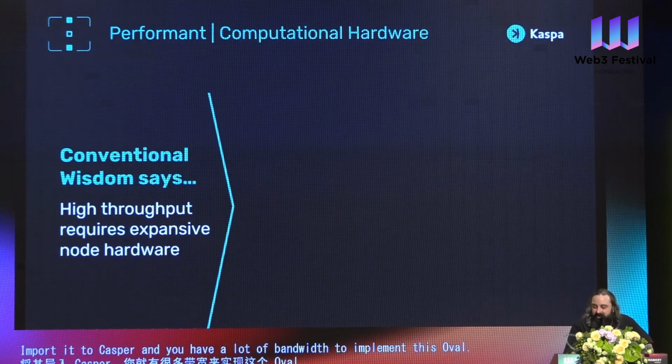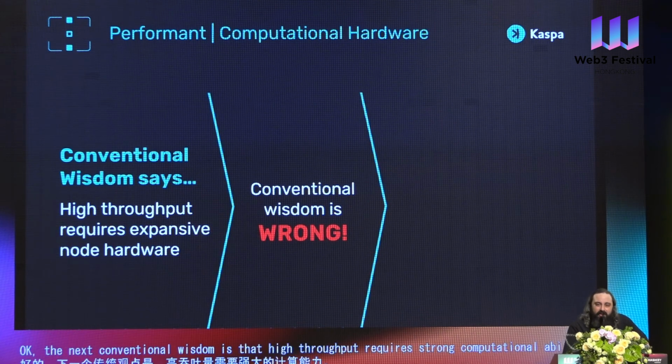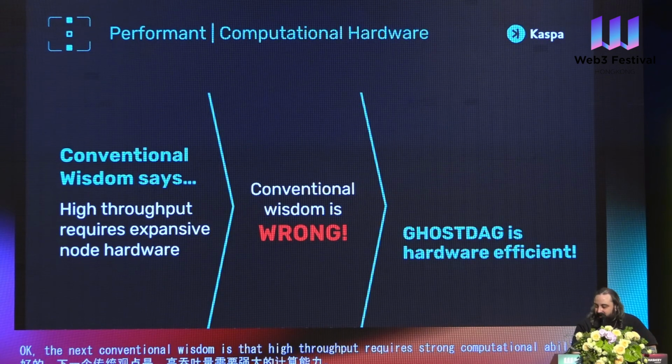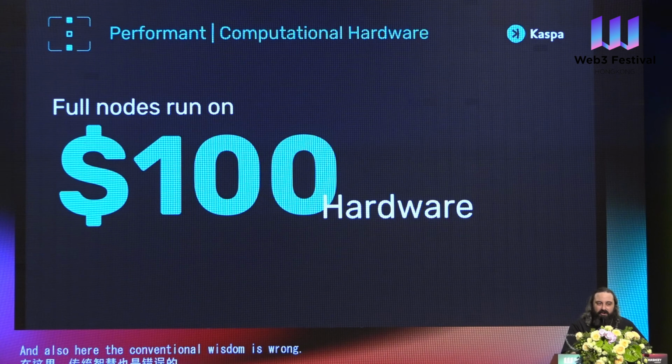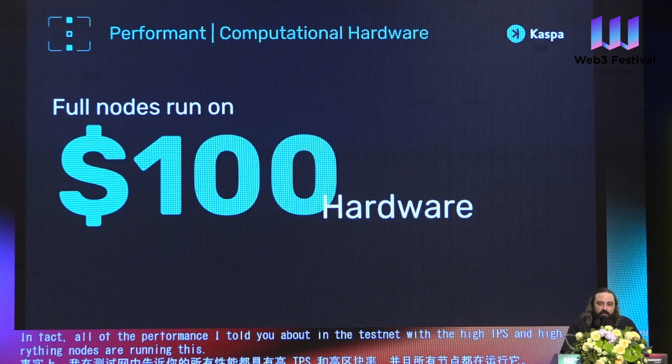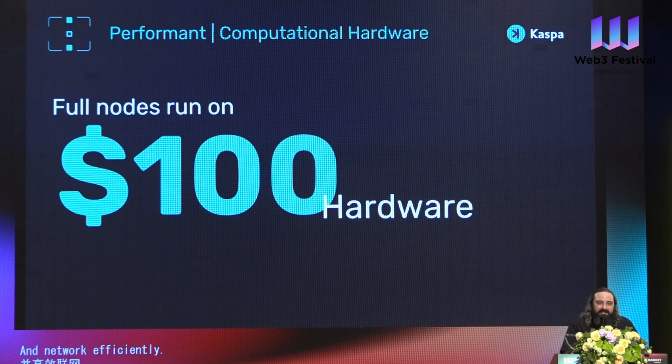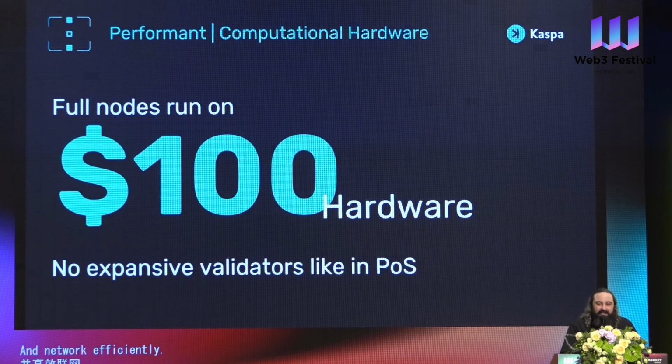Okay, the next conventional wisdom is that high throughput requires strong computational abilities. And also here, the conventional wisdom is wrong, because Ghost-Dog can be implemented very efficiently. In fact, all of the performance I told you about in the testnet with the high TPS and high block rate, nodes are running this network efficiently on computers that cost as much as $100. You don't need extremely expensive validators like you need in a proof of stake.